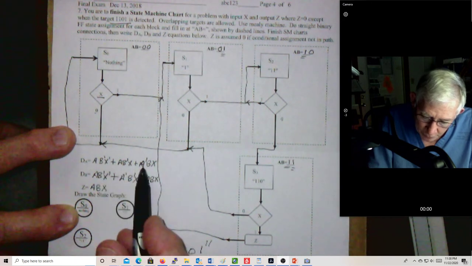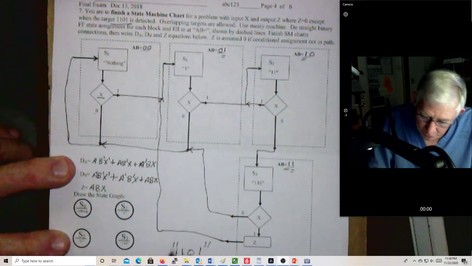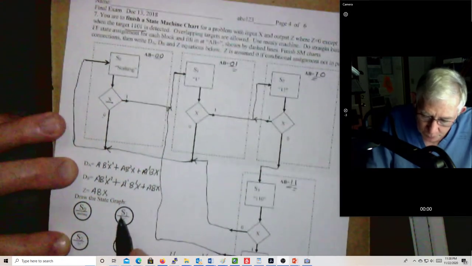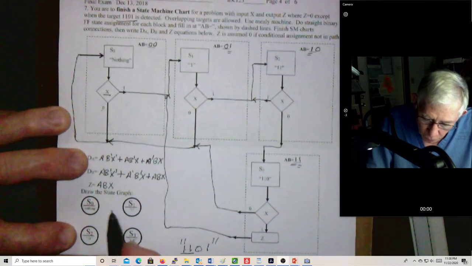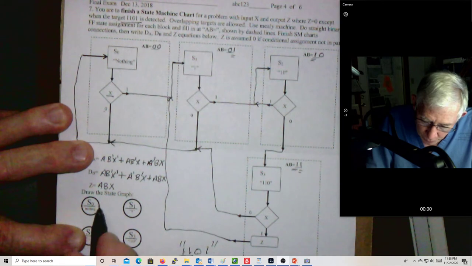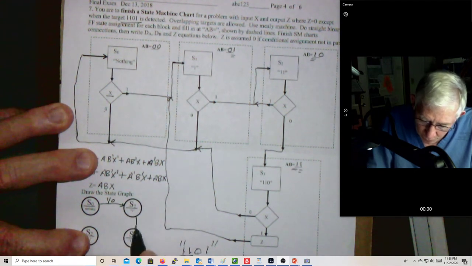And I think that then you could drop the A prime there and just have BX maybe. I don't know. Anyway. All right. So now you can draw the state graph. So from state S0 on a 1, we go to S1, and we output a 0. And then from S1 on a 1, we go to S2, and output a 0.